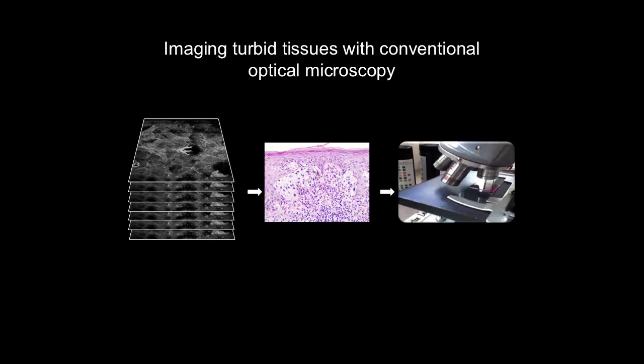There are two limitations. There are two problems with this approach. One is that it's time consuming, and there are many steps involved in the process, many things that can go wrong. And second, we need to take the tissue out of its own environment, and while the information about the morphological changes is preserved, we lose the information about the tissue functionality, about the cellular metabolism in the tissue.